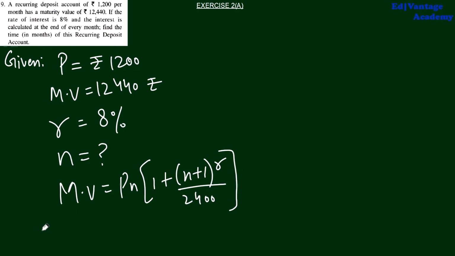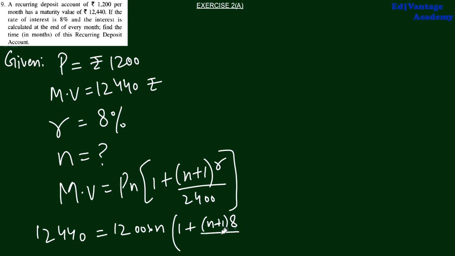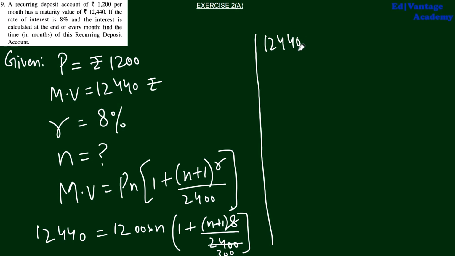Now here, 12,440 is MV, P is 1200 into N into the bracket, which is 1 plus, now see here, N plus 1. I can't add because we don't know N. R we know is 8%, divided by 2400, and here 8 ones and 8 threes will get cancelled. So it will be 12440. I can take this 1200 down and cancel it, or you can do it later also. You can do it in the beginning also.